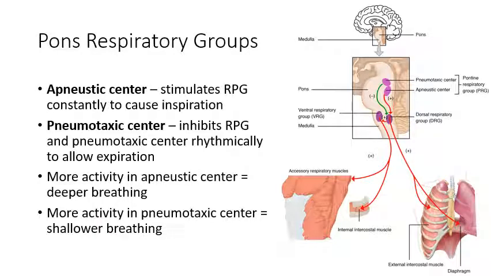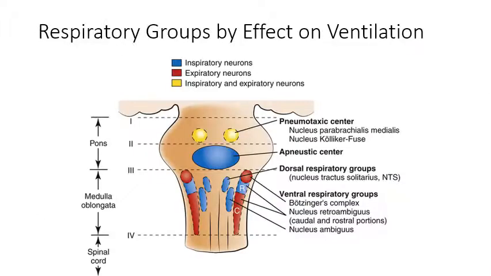So again, you don't really need to know the details of that. Just know basically that the basic pattern of breathing is established by the respiratory pattern generator in the medulla oblongata, and that the depth of breathing and the breathing rate are modified by the respiratory groups in the pons.